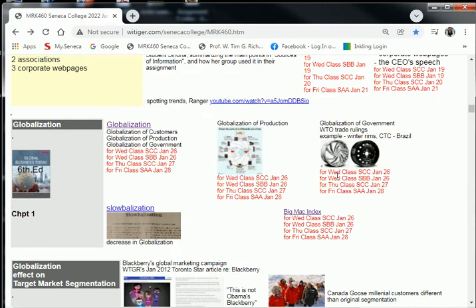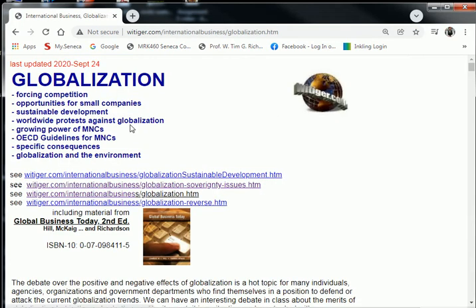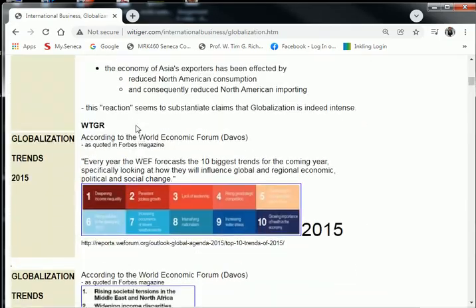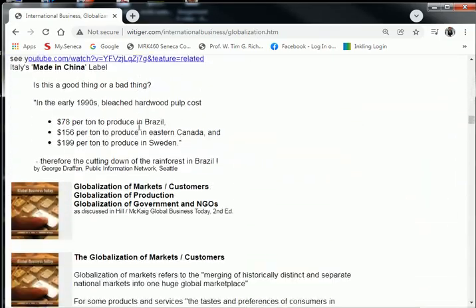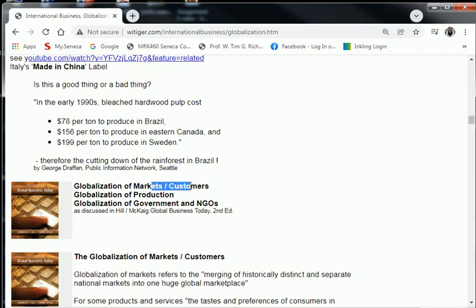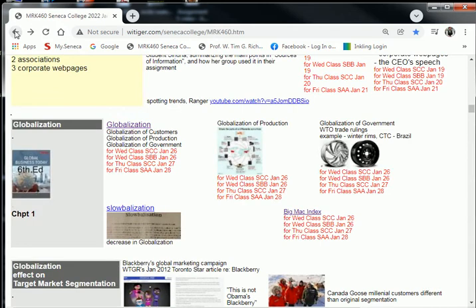So what we're going to start with the third week is the whole thing about globalization, and that's a big topic in many different ways. We'll talk about the 3 aspects of globalization for customers and markets, which is kind of interesting. Also globalization of production, meaning where things are made around the world, and also the globalization of government and how non-governmental organizations like the World Bank, the IMF, etc. have a big influence on business.